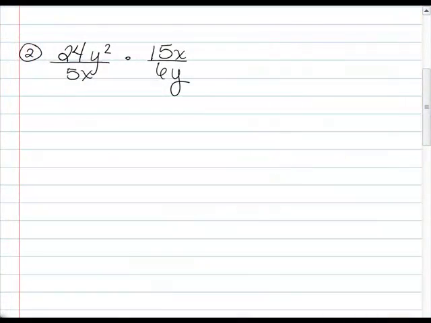So for our second example, we have 24y squared over 5x times 15x over 6y. And we're just going to start reducing with the 24. We'll notice that 24 and 6 are both divisible by 6. So 24 divided by 6 would give us 4, and 6 divided by 6 would give us 1. Now we've got 2 y's on the top and 1 on the bottom. That means that if we cancel out a y on the top, we would have just 1 left. And the y on the bottom would go completely away.